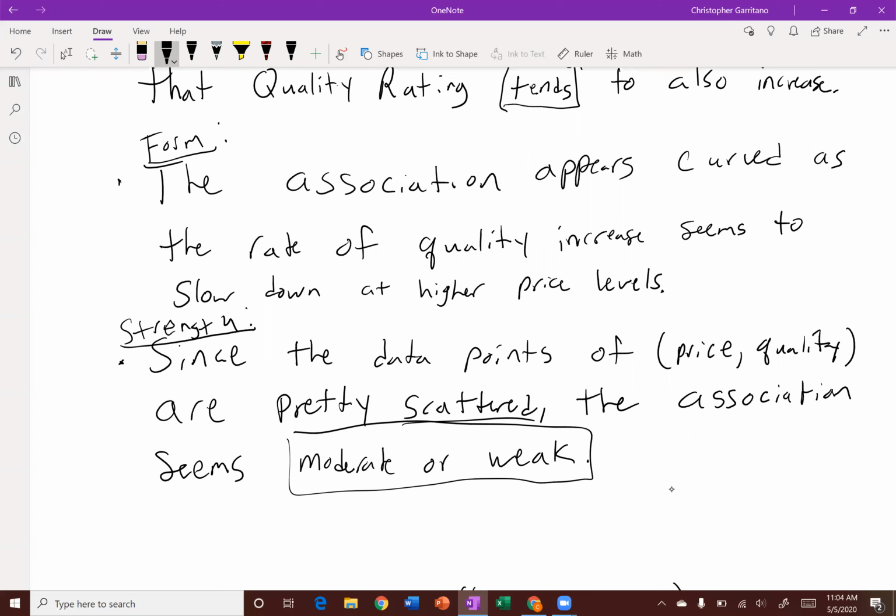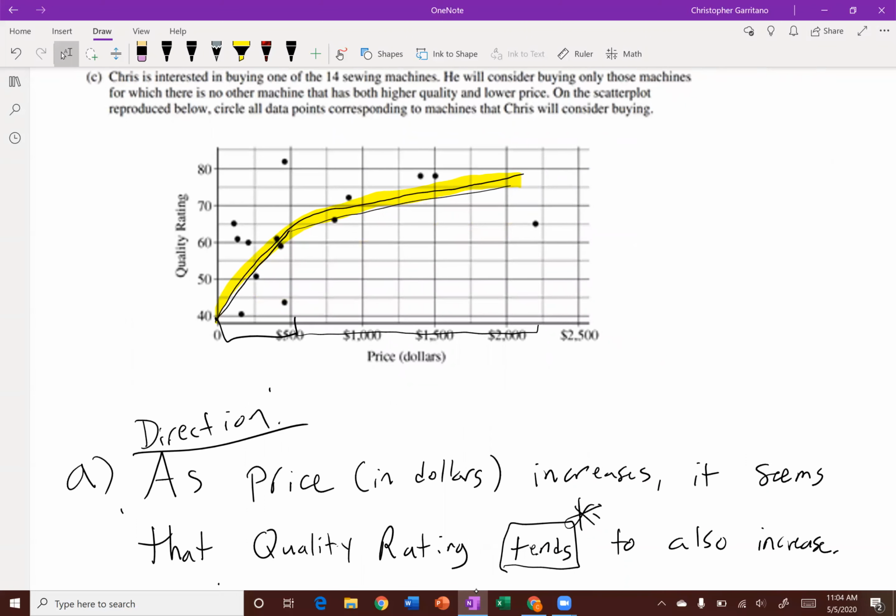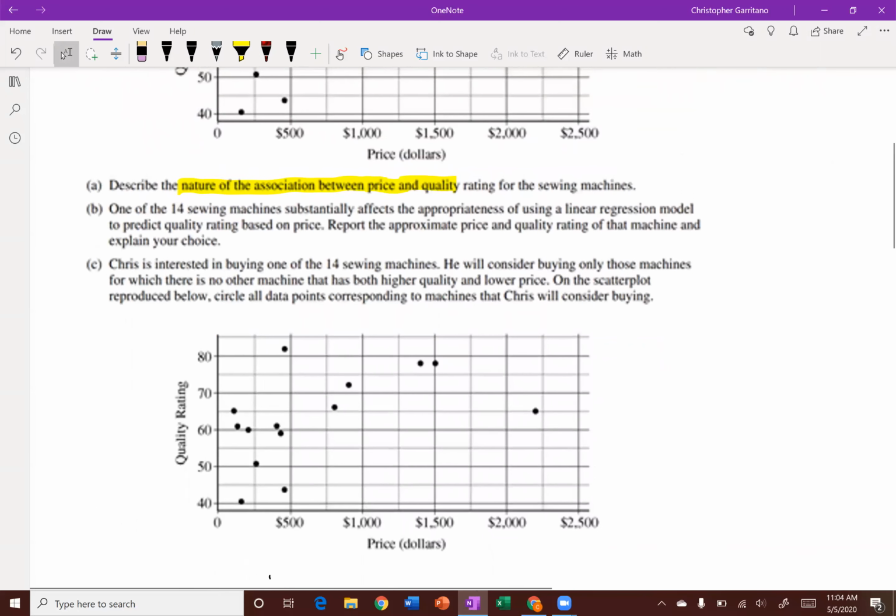Again, since we're lacking the quantities that measure this trait, I don't want to be very sure about my answer. So I think saying moderate or weak is totally fine. All right, and there we have it. Direction, form, and strength. Anytime you're describing bivariate data association, you want to touch upon direction, form, and strength. Okay, and I should say bivariate quantitative data association.